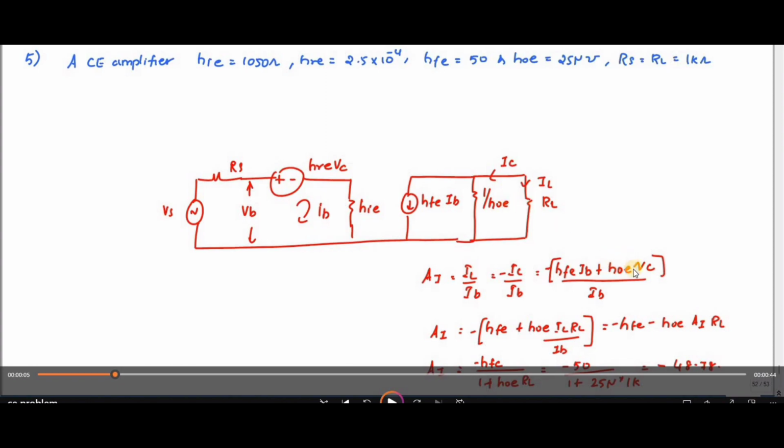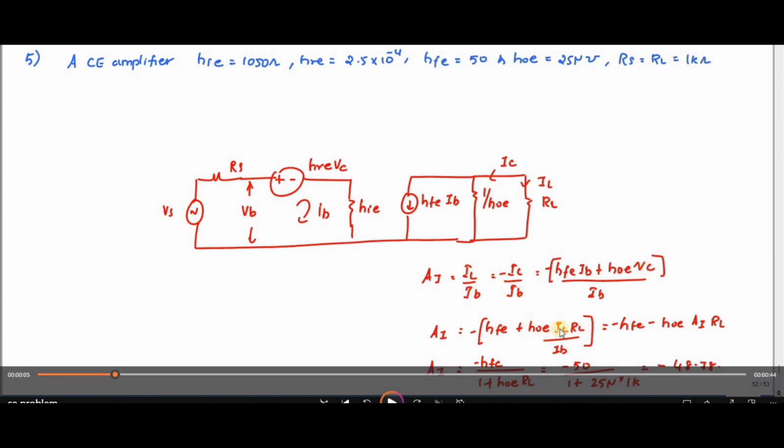This is nothing but admittance. Admittance means I by V, so hoe is nothing but I by V. The output voltage is nothing but VC. Here the IB gets cancelled out, and the voltage across this resistance is IL into RL. So I am going to substitute IL RL instead of VC.